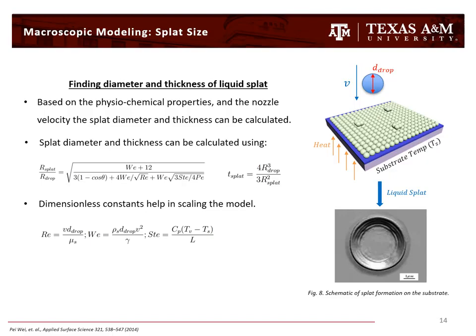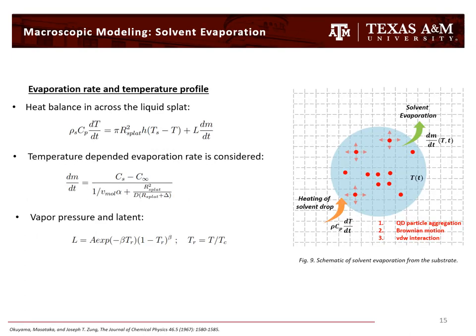So we need to know what is the size of this liquid splat, what is the thickness, and this can be calculated from transport phenomena using some of the dimensionless numbers we have, and you can see the reference below. And this dimensionalization helps in scaling up this model. So if you want to scale it up for a higher production, it is very easy to do it. Once we know the size of the drop, we know that the substrate is heated at a temperature Ts and the drops which are impinging are at room temperature.